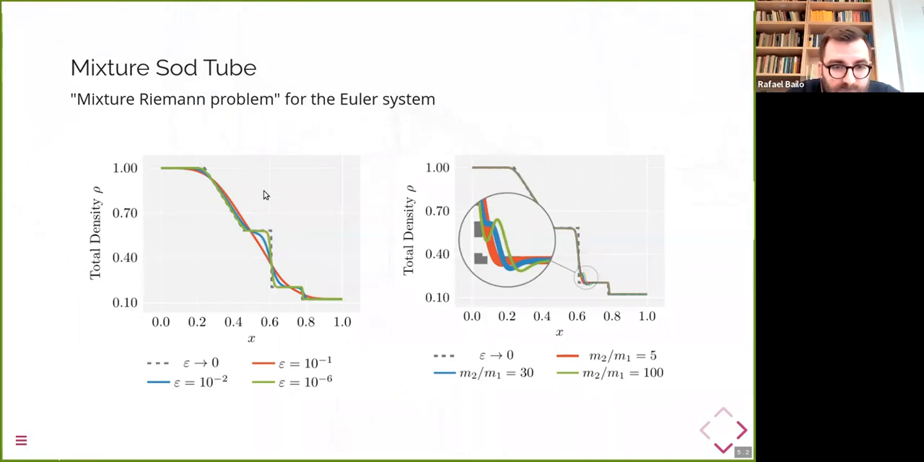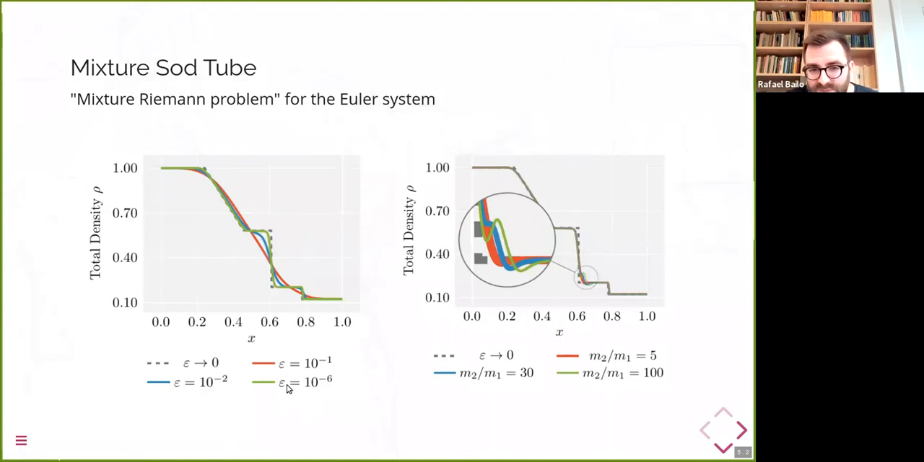And what we see on the left is exactly what we expect. Here I'm plotting the total density of this numerical solution. The dashed line is the analytical solution of the subtube, and you can see that as I take the Knudsen number to 0, the solution really does converge to that.